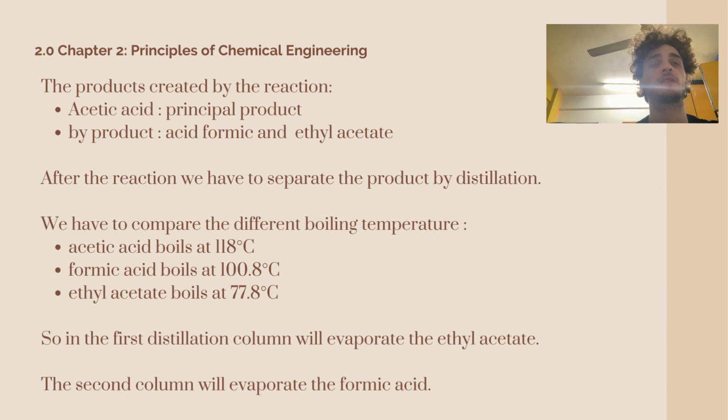So the main product created is the acetic acid that we wanted, and the byproducts are formic acid and ethyl acetate. So after the reaction happens, we have to separate the different products and byproducts. To separate them, we will use distillation columns. Acetic acid boils at 118 degrees Celsius, formic acid at 100.8 degrees Celsius, and ethyl acetate at 77.8 degrees Celsius. So we will use different distillation columns with different temperatures inside to separate the different products and byproducts.